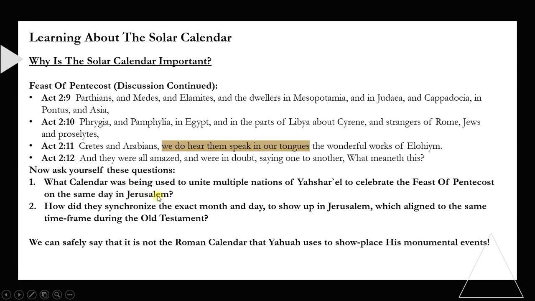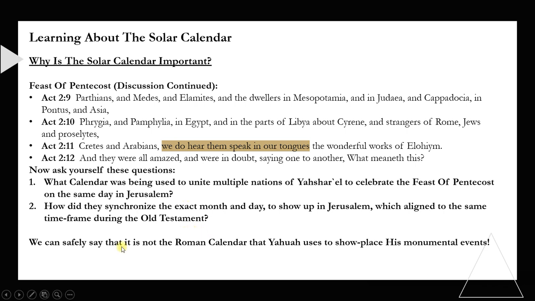What calendar was being used to unite multiple nations of Yasharel to come to Jerusalem to celebrate the Feast of Pentecost on the same day in Jerusalem? What calendar were they using? They didn't have cell phones back then. They didn't have texting. They didn't have Twitter, Instagram. So this means that they were all on the same calendar. What calendar was that? Have you thought about that?